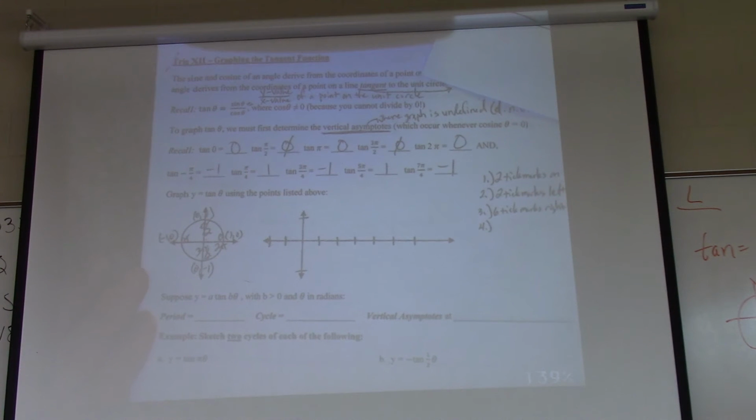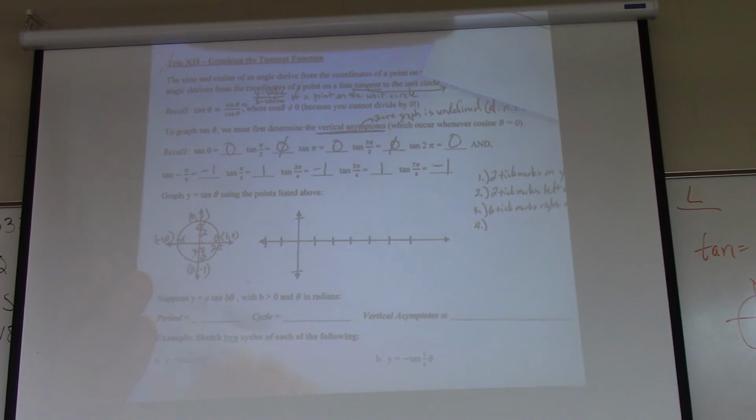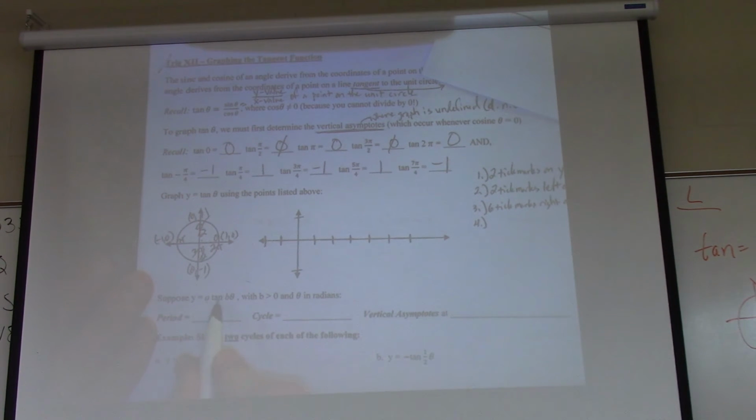Well, there's a couple of things I need to know down here first. Suppose that y is a times tangent of bx, let's just change that to an x. Okay. And that b is greater than 0, and that theta is in radians. Don't worry about all that stuff. What I need to know is, how do I find my period and how do I find my cycle? The period is pi divided by b. Remember before it was 2 pi over b? Now it's just pi over b.